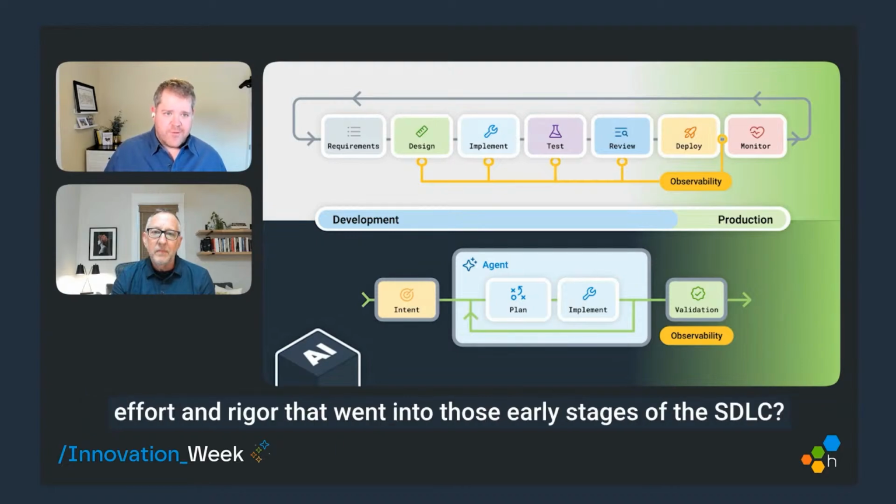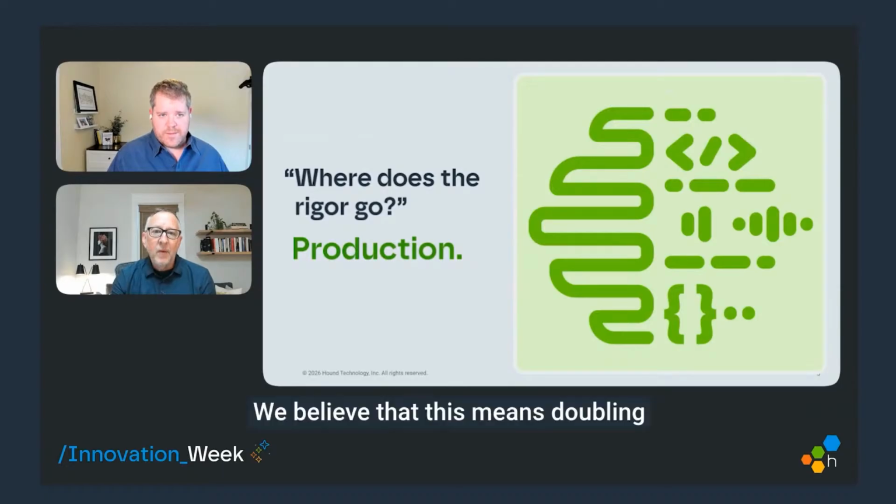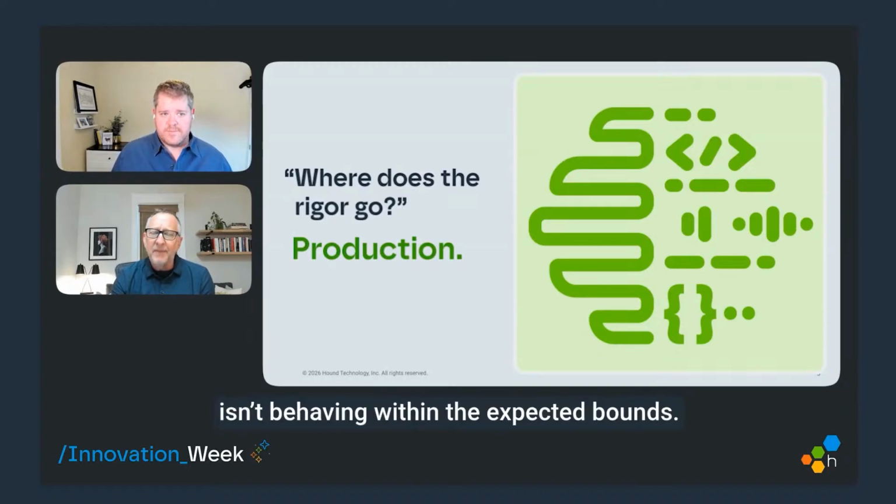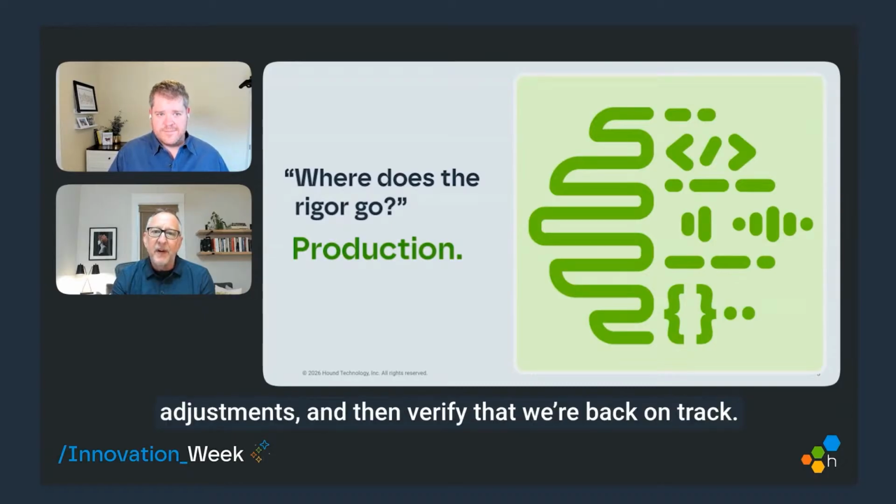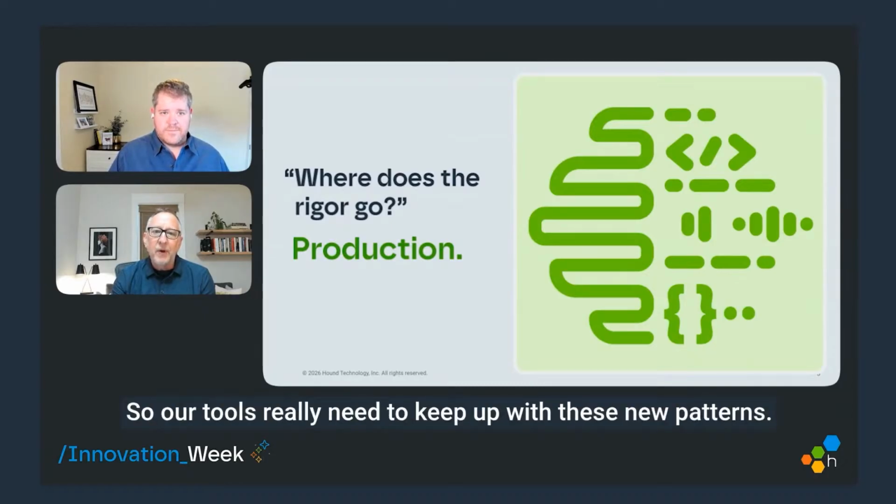All that effort and rigor that went into those early stages of the SDLC. We believe that this means doubling down on production with that rigor. We have to rapidly identify when software isn't behaving within the expected bounds, and we have to investigate and then make adjustments and then verify that we're back on track. So our tools really need to keep up with these new patterns.